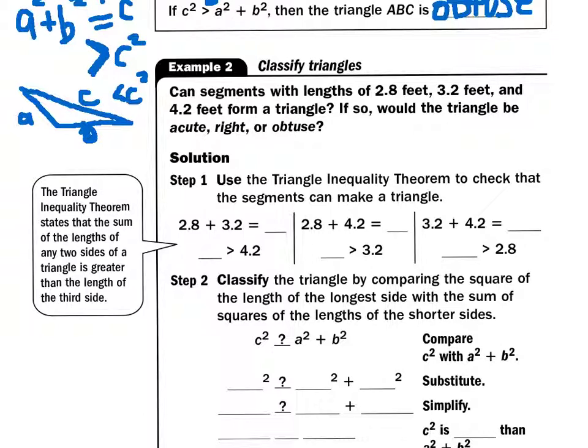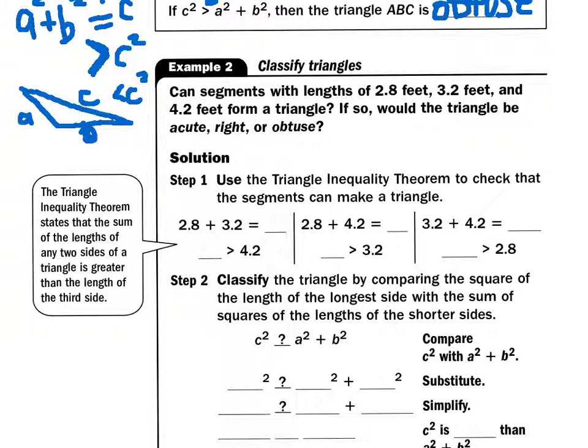Now, can segments with lengths 2.8, 3.2, and 4.2 form a right triangle or form a triangle? If so, would the triangle be acute, right, or obtuse? Okay, first we need to talk about the triangle inequality theorem.